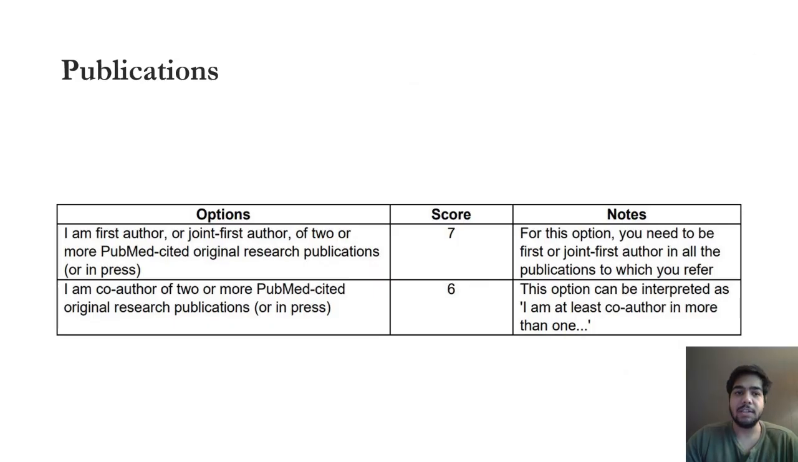Next domain is your research publications. So you'll score the highest if you are the first author or the joint first author of 2 or more PubMed cited original research publications, or these could be in press, and you'll score 7 for this. If you are a co-author of 2 or more PubMed cited original research publications, you get a score of 6.